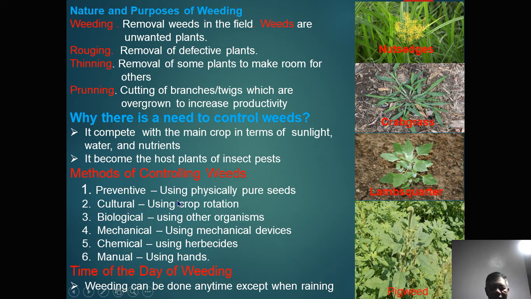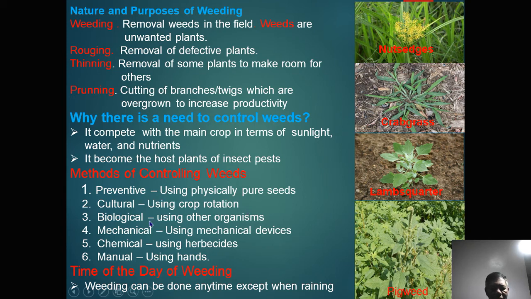And in this case, you can control the weeds, particularly if you will plant kamote. But of course, we cannot say that there's 100% non-existence of weeds in the field.